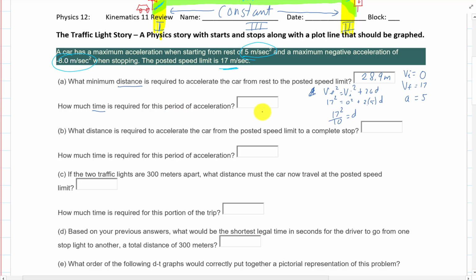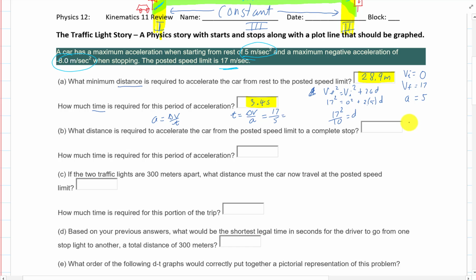How long does it take for that? The time is going to be the change in velocity over acceleration. I get that from the acceleration being the change in velocity over time and just rearranging it. So the change in velocity is 17 over 5, and that's going to be 2.4 seconds. No, 3.4. 17 divided by 5.